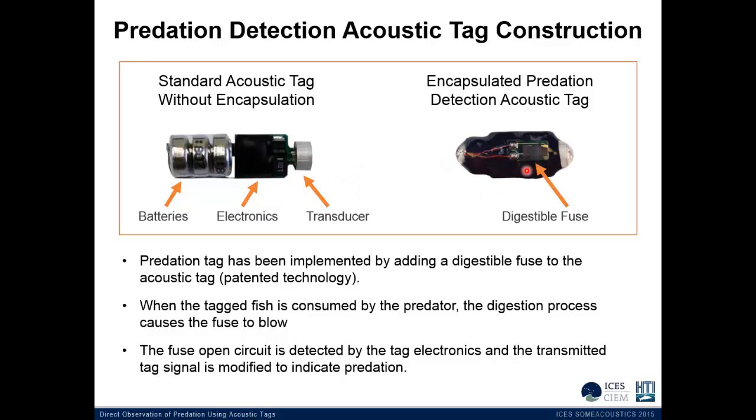This digestible fuse is covered with a material that is not normally affected when the tag is implanted in a salmon smolt, for example. But when the tag is consumed by a predator, this outer coating and this fuse material dissolves through a process of digestion. The exact details of this have been patented. The predation tag, as we are calling it, has the characteristic that you're still able to do all the 3-dimensional tracking and detection events just like you are with a normal tag, and also determine when the tag has been predated.